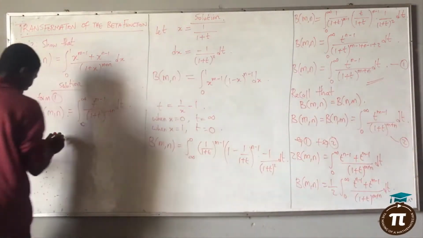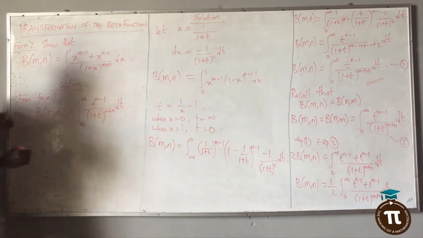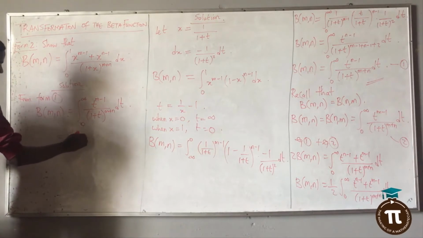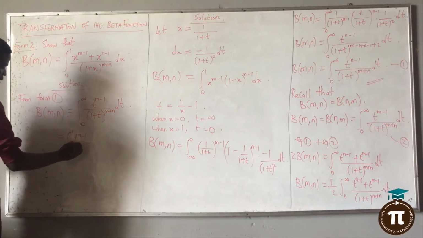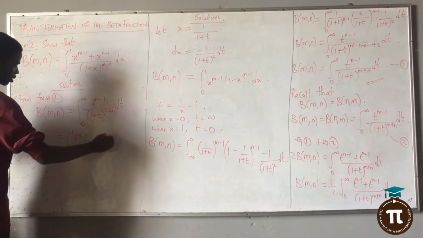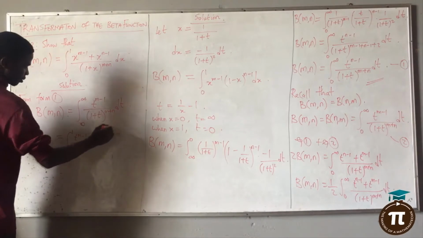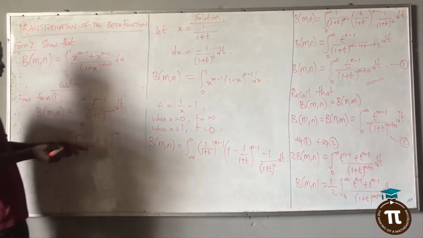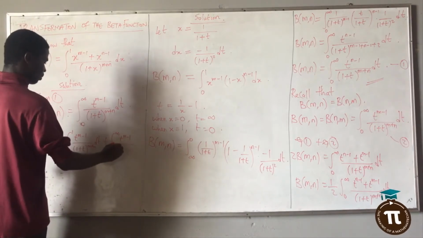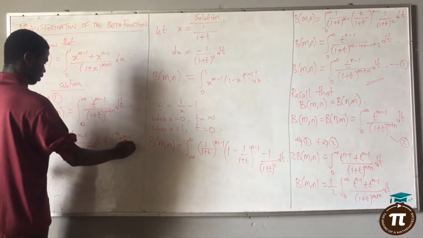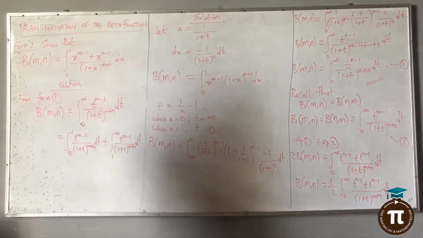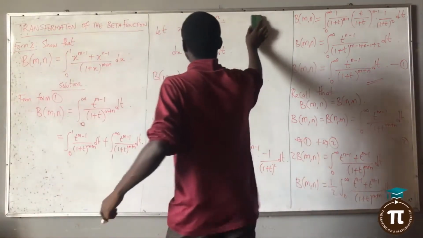Now look at what I will do here. We know that the integral can be written this way: the integral from 0 to 1 of t raised to the power of m minus 1 all over 1 plus t raised to the power of m plus n, dt, plus the integral from 1 to infinity of t raised to the power of m minus 1 all over 1 plus t raised to the power of m plus n, dt. That's what I'm going to obtain in this case. Now let's see what will happen.